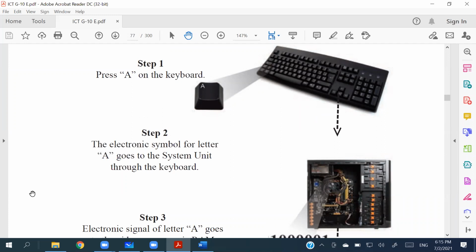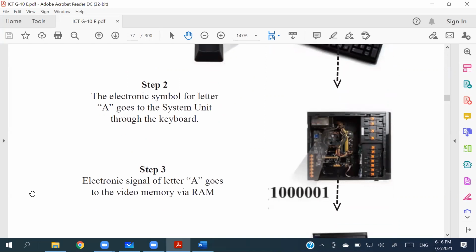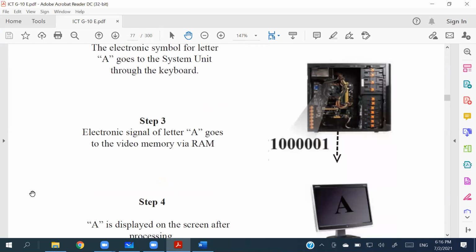But the CPU will not see the character A. A akura එයාට පේන්නේ නැහැ. Instead of the character A, the signal of the character A will be received at the CPU. So the signal is received at the CPU in this ones and zeros form. That is why we say the CPU can understand ones and zeros, right?